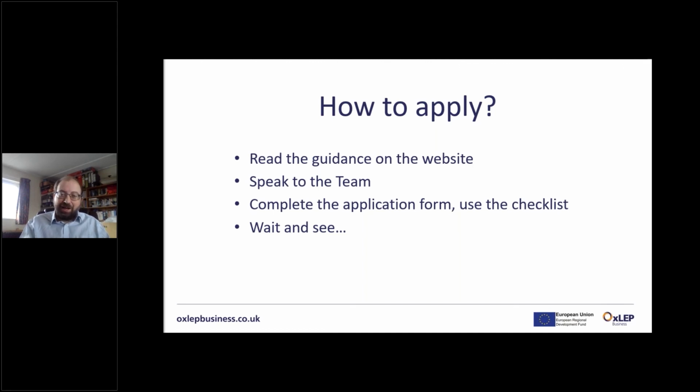And we also have the grant guidance, which tells you about the process. It tells you more detail about the different eligibility elements that I've run through, and gives you guidance on completing the application form. You should also speak to the team. Fill out the application form using the checklist provided. It's a really helpful checklist. I know, I wrote it. It allows you to tick off all the different elements that you need to complete, and the different bits of supporting information that we need, such as business plans, last filed accounts, that sort of thing. And then wait and see.